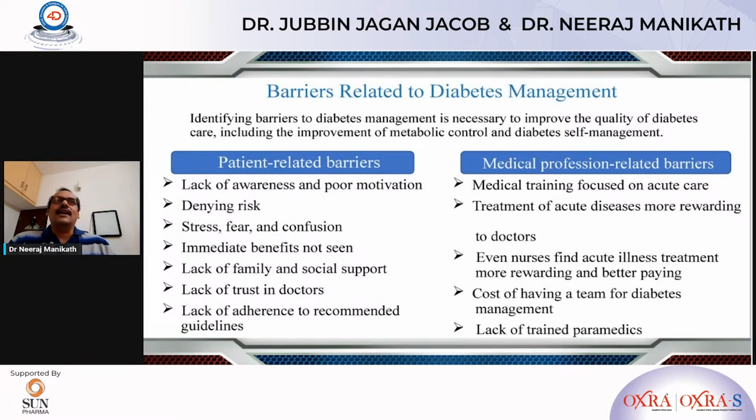And then, of course, lack of adherence to the guidelines and targets. People don't actually know the targets. Though they repeatedly come and do random blood sugars, and the drugs are titrated up and down, they go ahead doing random blood sugars which are of no use, and they don't know what targets they are chasing. So these are the patient-related barriers that we face.